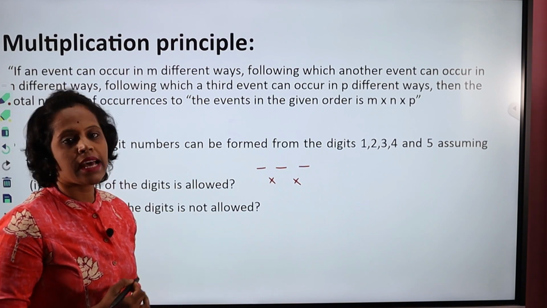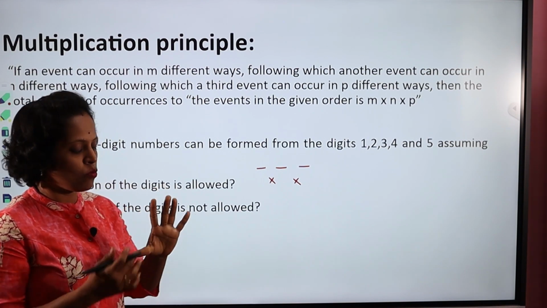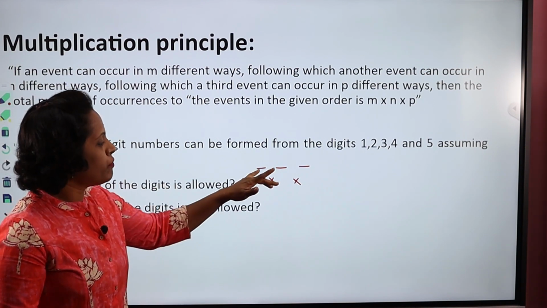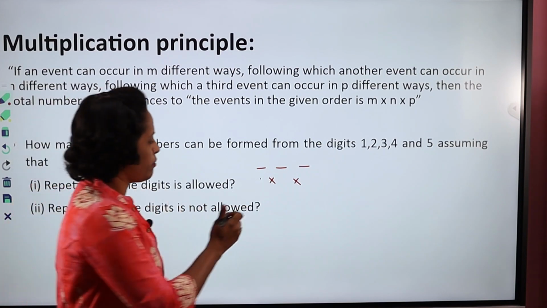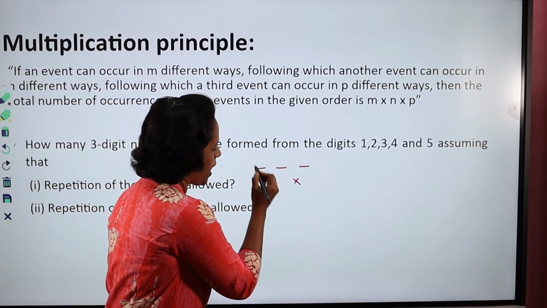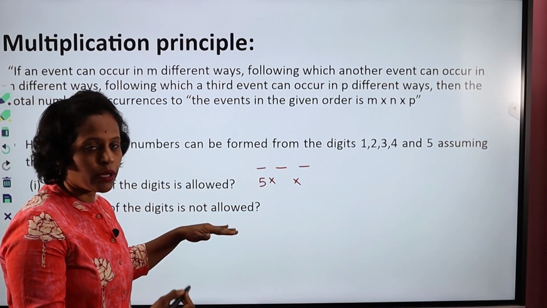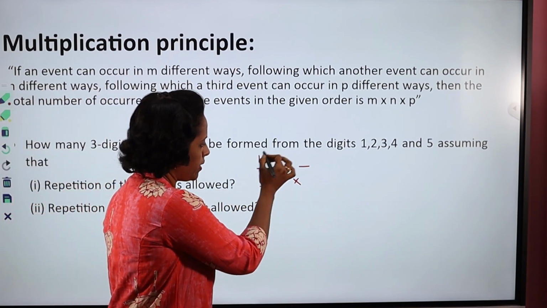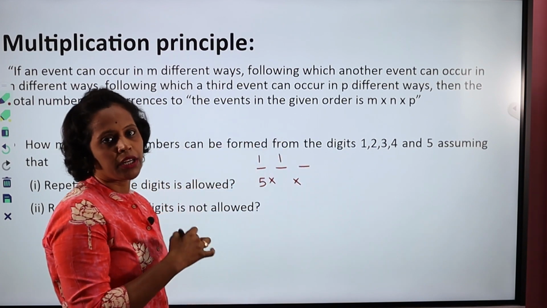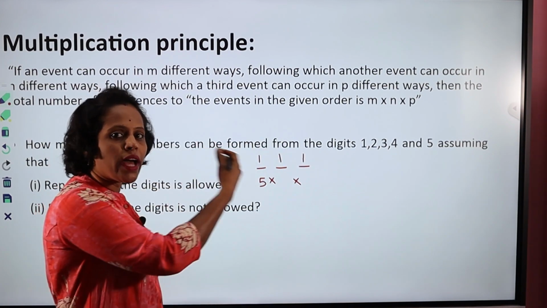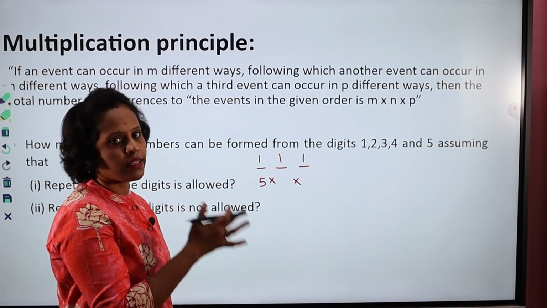Now, how many digits are given for us? 5 digits. 1, 2, 3, 4, 5. The first blank can be filled in 5 different ways. Here, the case is repetition is allowed. So, in case if I use 1 here, I can also use 1 here because repetition is allowed. I can use 1 here also because repetition is allowed.